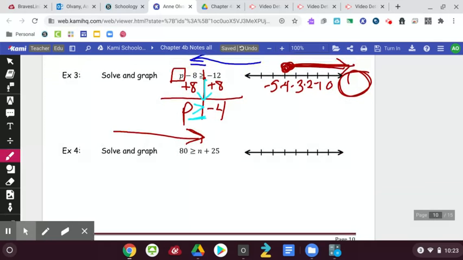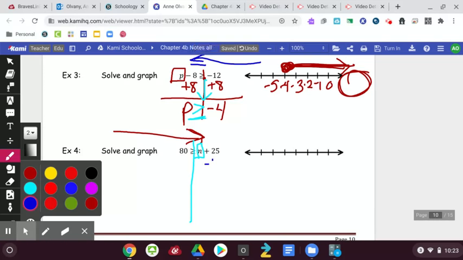All right, next one's tricky like number 2. I'm going to put my line down the middle to separate the two sides. What's happening to the n? It's being added to 25, so I'm going to subtract 25 from both sides. Over here, 80, 70, 60, this is 55, and this side is n.